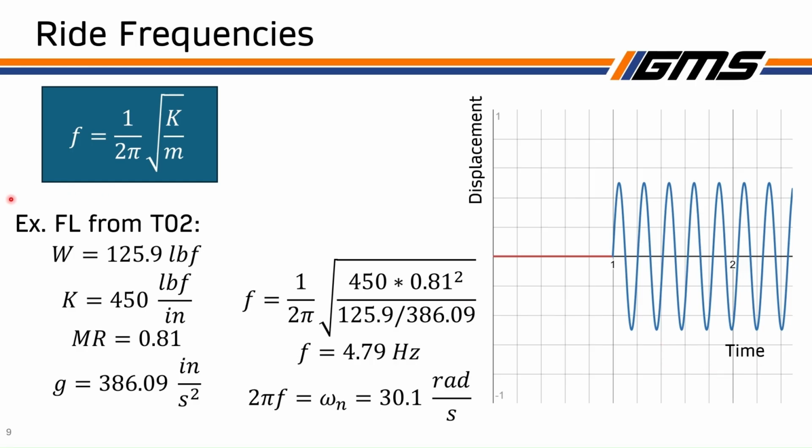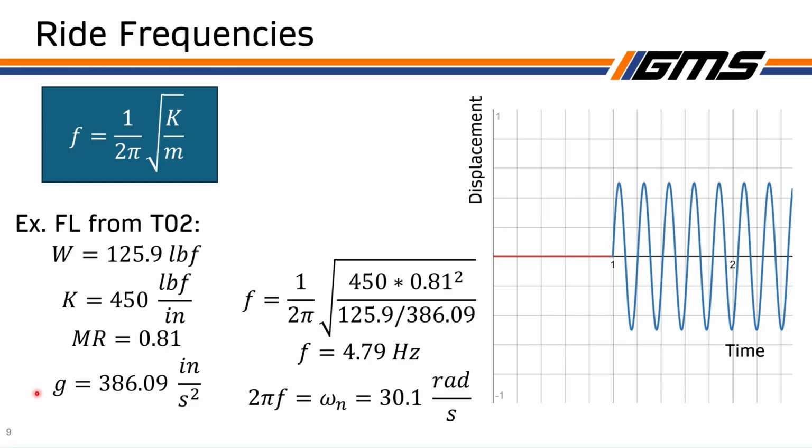So this is actually from the front left corner of the second test session for Gator Motorsports. Our corner weight was 125.9 pounds. This is the corner weight excluding the weight of like the uprights and the wheels and the brakes and stuff like that. This is just the mass of the body on that corner. Then our spring rate was 450 pounds. Our motion ratio was 0.81, which is a pretty typical number.